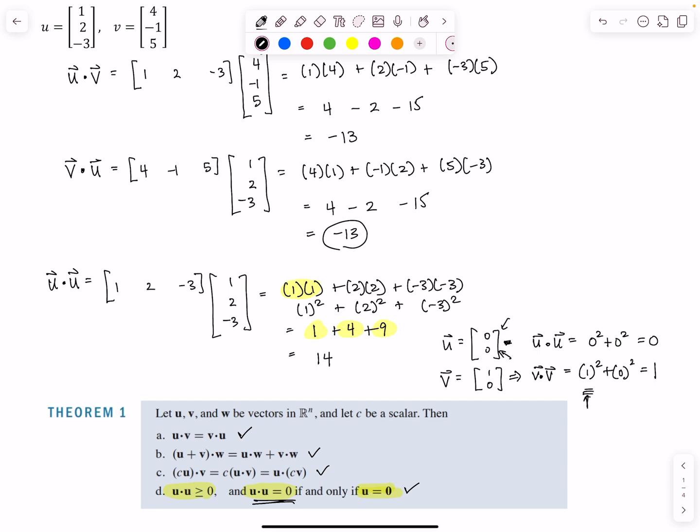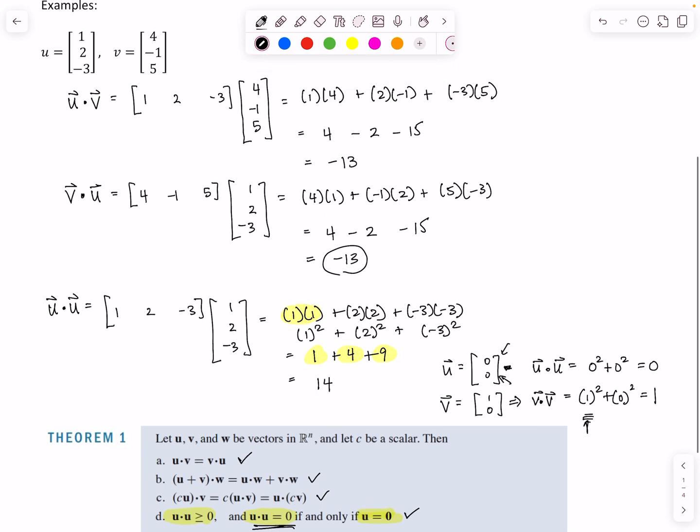The other thing to notice when you're doing these is that the first entry gets paired with the first entry, the second entry gets paired with the second entry, and the third entry gets paired with the third entry.